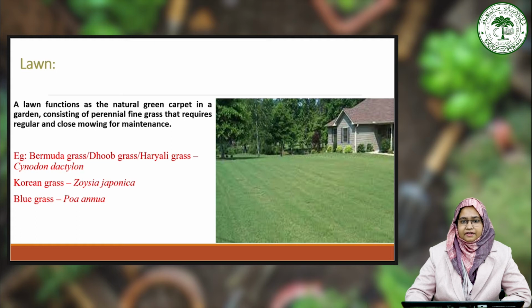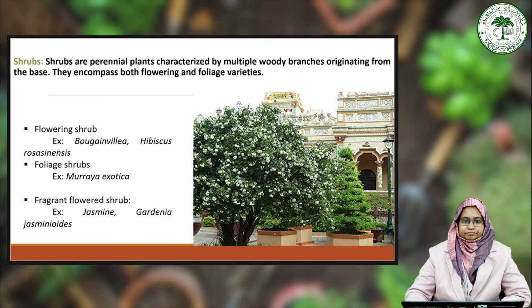Lawn is a natural green carpet of a garden. It is ground cover made of perennial fine grass which is maintained by continuous and close mowing. The most common example is Cynodon dactylon, commonly known as Bermuda grass or doob grass, also commonly called Hariyali grass. Other examples of carpet grasses are Korean grass and bluegrass.